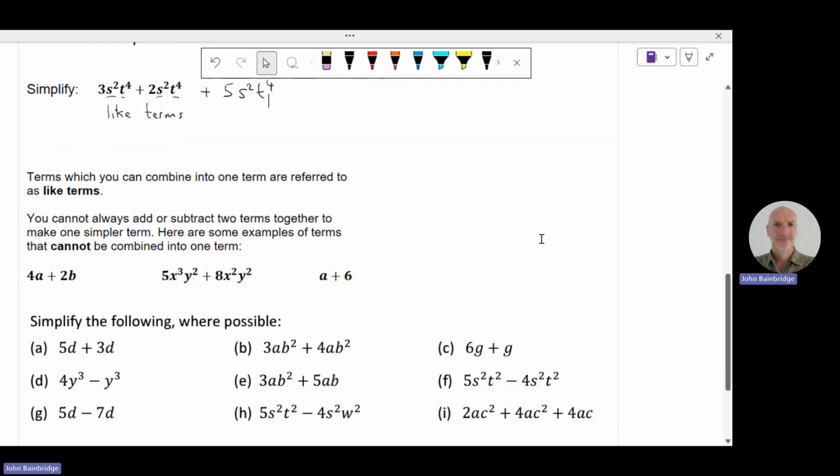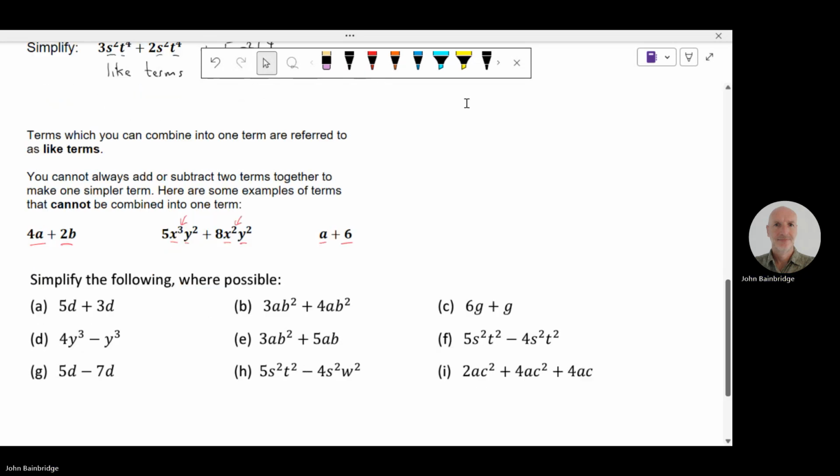Now, some terms you cannot combine. If we look at these examples here, 4a plus 2b, obviously one has a and one has b in, so we can't add them. On the second one, we've got x and y in both of them, so that's okay, we've got the same letters, but you'll see that the power of the x here is 3, and the power of the x here is 2. So they're different powers of x. Even though the powers of y are the same, because the powers of x are different, we can't add them. And a plus 6, we can't add them because one has a letter in and one is just a constant term. There's no letter in it.